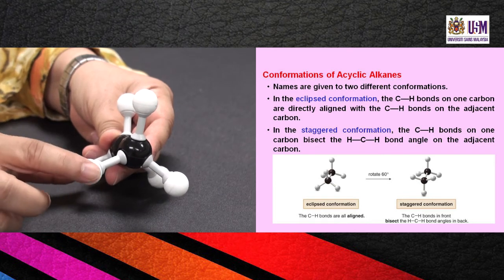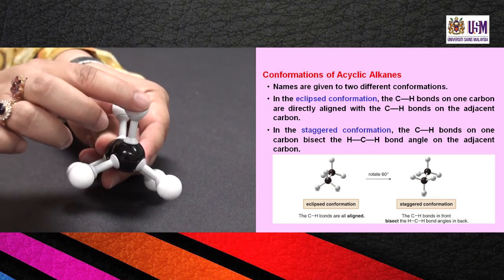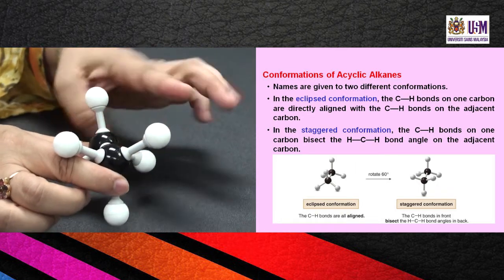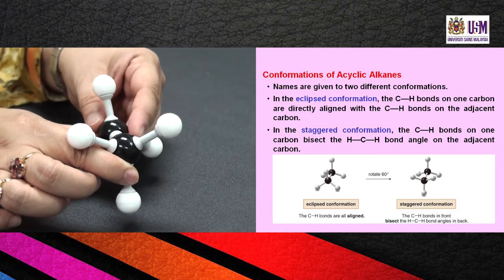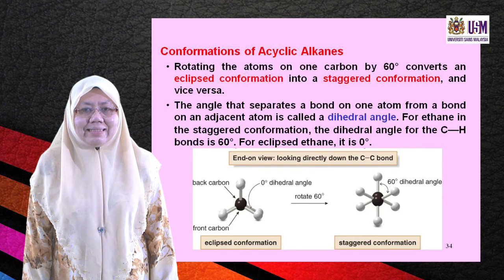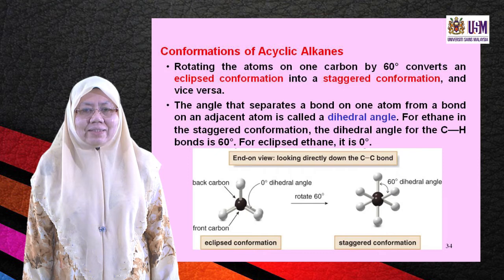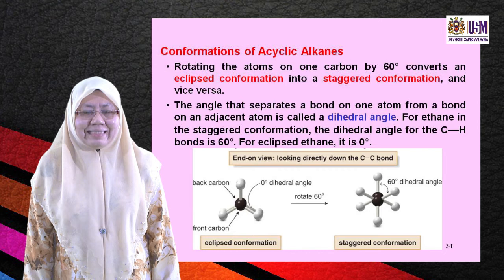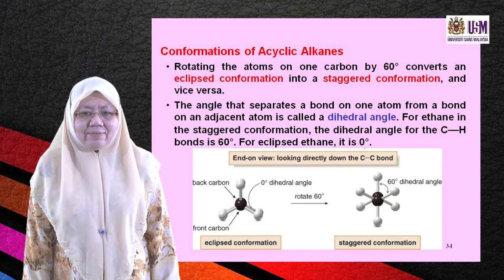This dihedral angle is zero. Zero dihedral angle. And when we rotate this 60 degrees, the dihedral angle from here to here is 60 degrees. This is the staggered conformation. Rotating the atoms on one carbon atom by 60 degrees converts an eclipse conformation into a staggered conformation and vice versa. The angle that separates a bond on one atom from a bond on an adjacent atom is called a dihedral angle. For ethane, in the staggered conformation, the dihedral angle of the C-H bond is 60 degrees. For the eclipse conformation, it is 0 degrees, as we see in the given diagram below.